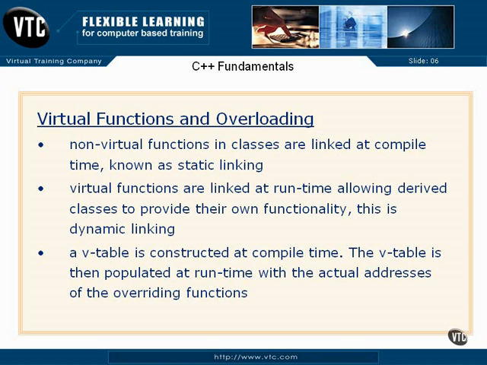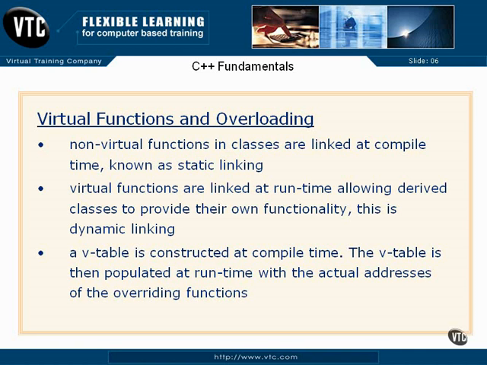Well, we want to be able to run the function that is in the derived class, not in the base class. So in the base class, we have to define our functions as virtual. That will allow them to be linked at runtime. So the derived classes can provide their own functionality. That's called dynamic linking. The way we do this is the compiler creates a vtable, a virtual table, as part of the class. The vtable is then populated at runtime with the addresses of the overriding functions.